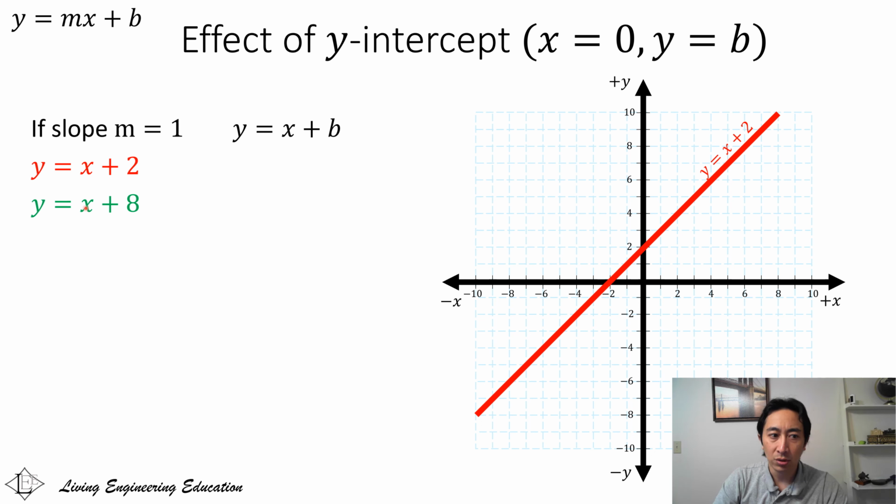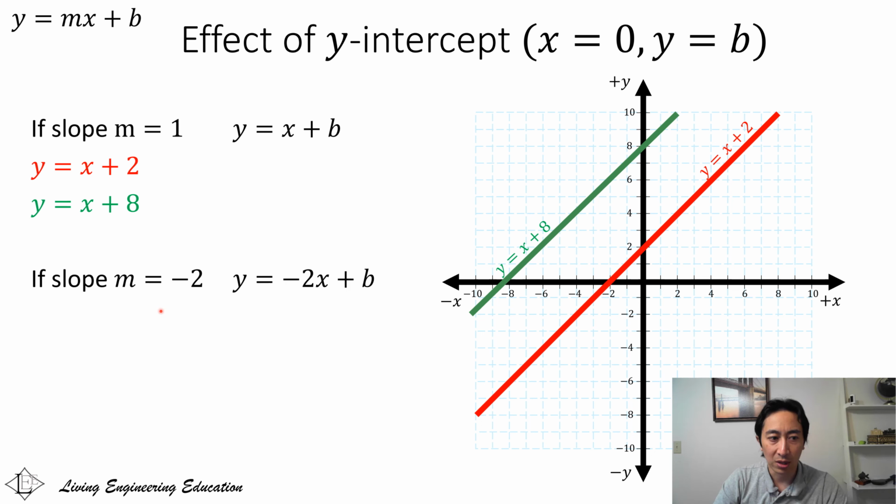When you have 2 lines of the same slope, you're going to have parallel lines. So the y equals x plus 8 graph should cross at x equals 0, y equals 8, that's the y-intercept, and be parallel to this red line. And that's what you see here. These 2 lines are parallel. They will never cross.